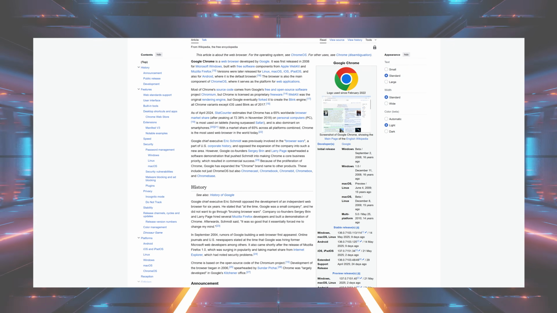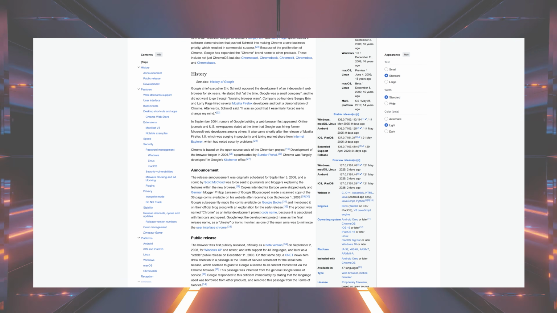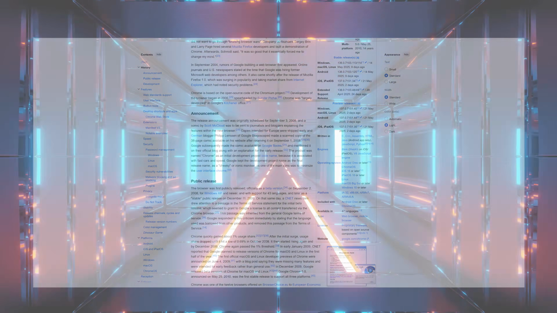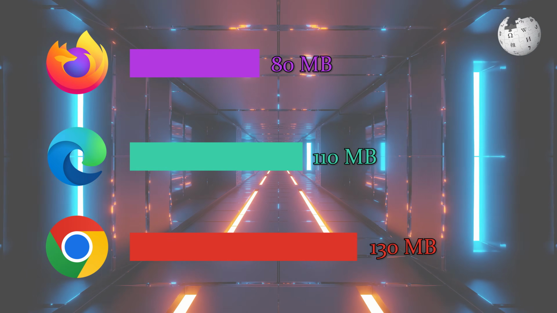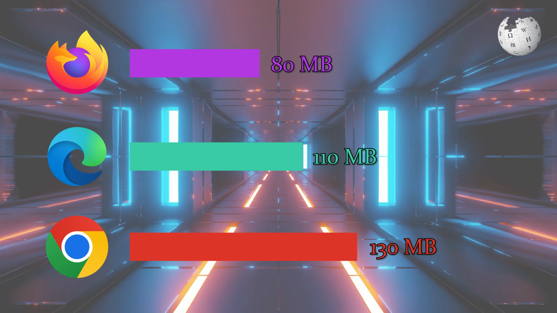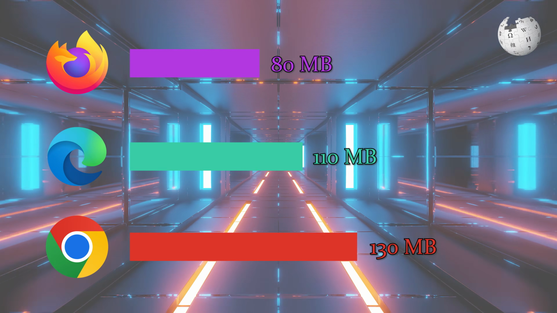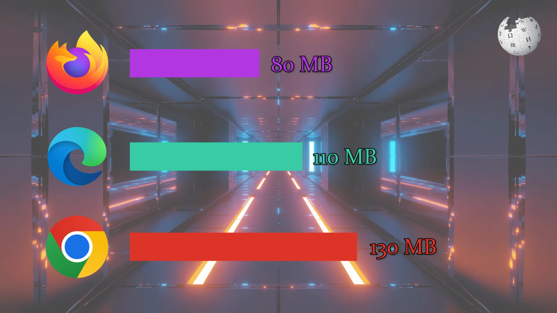We then moved on to loading the same Wikipedia page on all 3 browsers. Specifically, we are looking at the Wikipedia article for Google Chrome. Firefox was the most efficient in this instance, using only 80MB of RAM. Edge used a bit more RAM at around 110MB, and Chrome was the least efficient, using approximately 130MB of RAM.